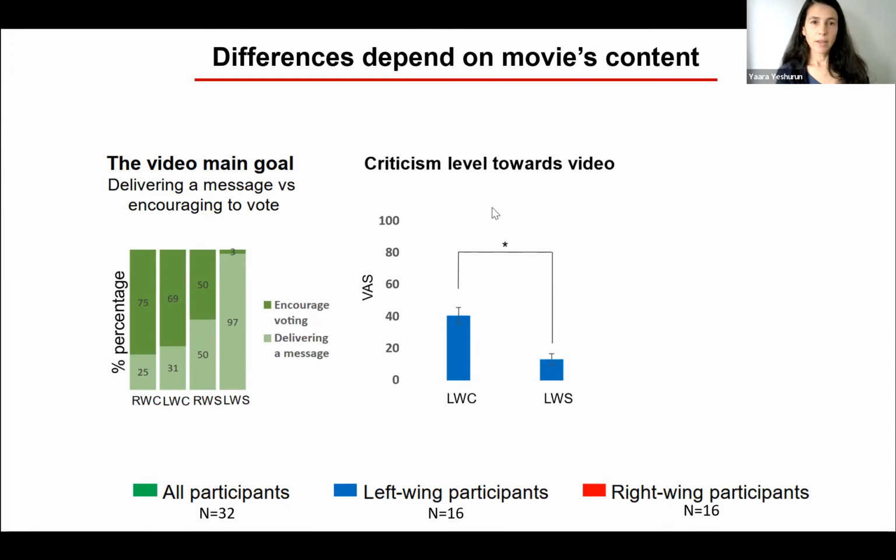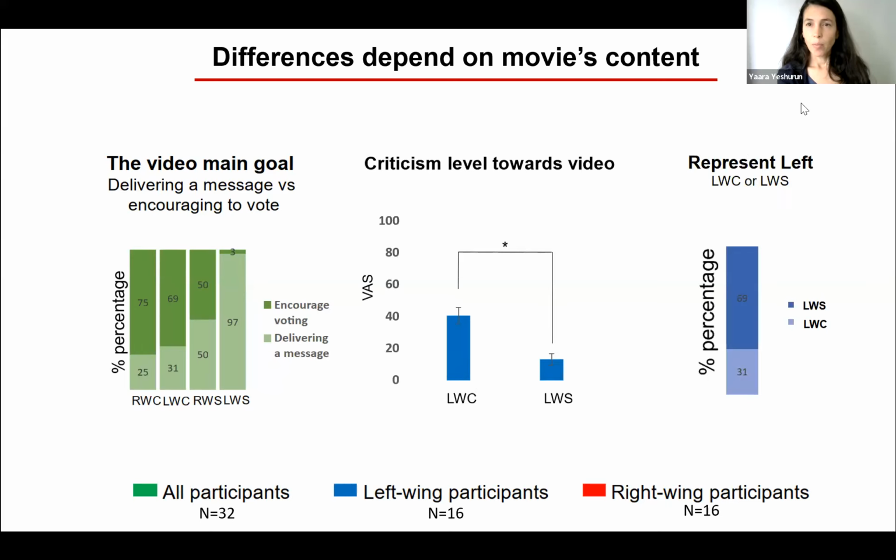Another thing is that when you look only at the left-wing participants, the left-wing campaign ad elicited much more criticism than the left-wing speech, and thus it might not be surprising that the left-wing campaign ad did not synchronize the response of the left-wing participants. Moreover, the majority of the left-wing participants thought that the left-wing speech is the one that best represents left-wing views in Israel. And again, this may imply that this is why the left-wing speech was much more potent in synchronizing the response of the left-wing participants.